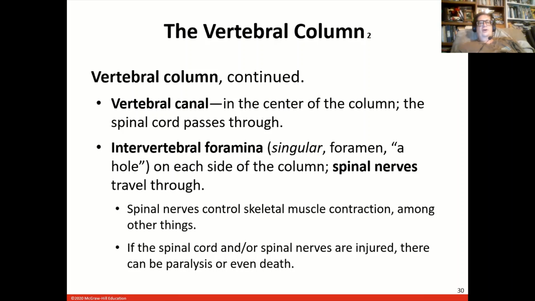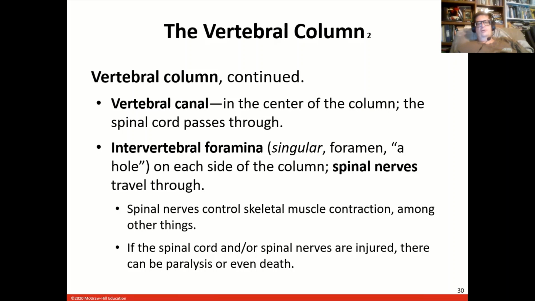The center of the vertebral column is the vertebral canal. The spine goes through the vertebral canal, and it's protected by the bones that go around it. There are holes between the vertebrae as you go down. And those are called intervertebral foramina. Again, a foramen is a hole, just like we talked about the foramen magnum, the big hole. The spinal nerves go out these holes, okay?